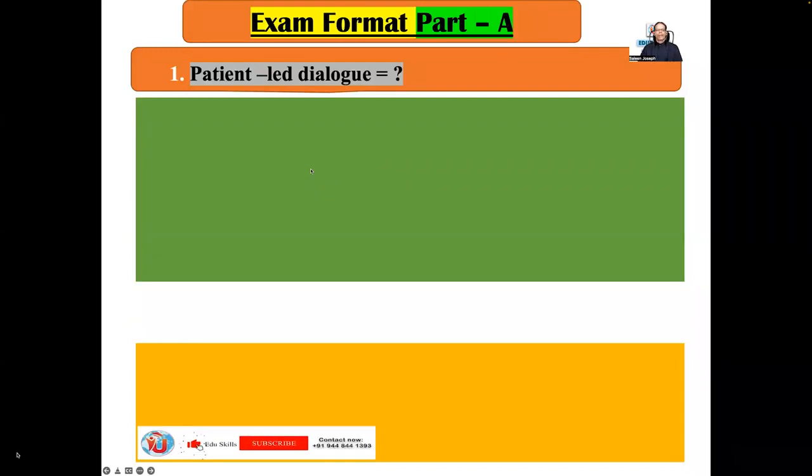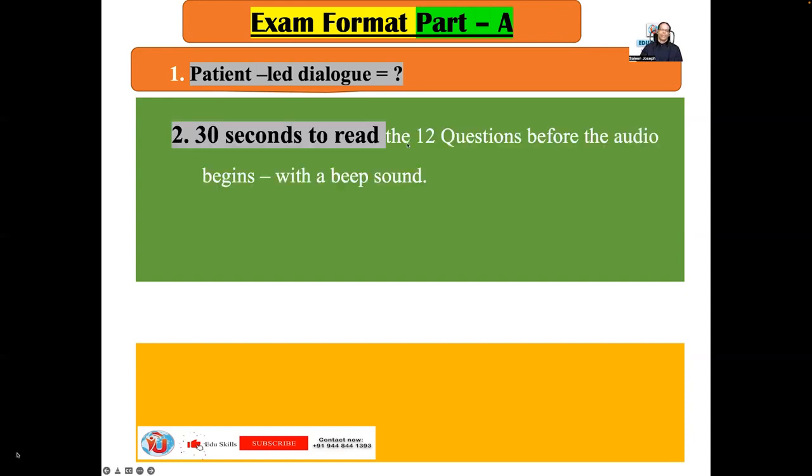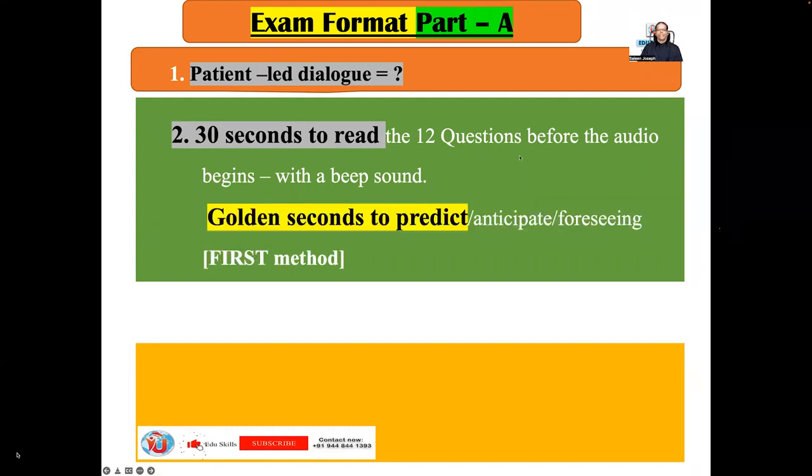It's a patient-led dialogue, which means most of the answers will be from the conversation, from the part of the patient. So the patient will be giving the answers. You'll have to listen to the audio from the patient. And definitely you have the side headings or clues from the questions being asked by the other person, doctor or whoever the professional. You get 30 seconds to read the 12 questions before the audio begins with a beep sound. Golden seconds to predict, anticipate, foresee.